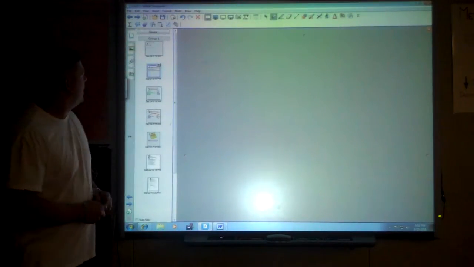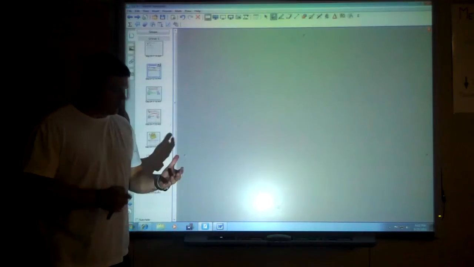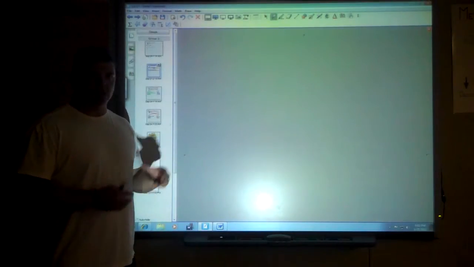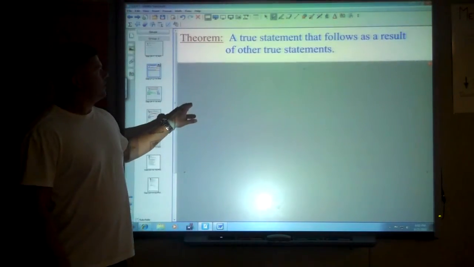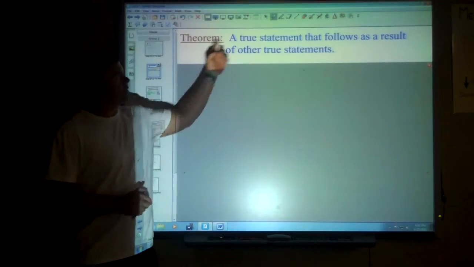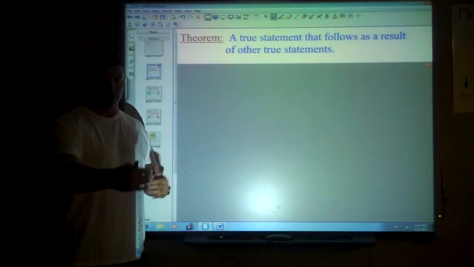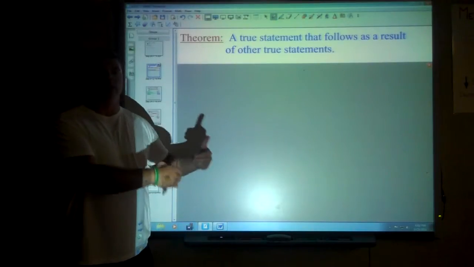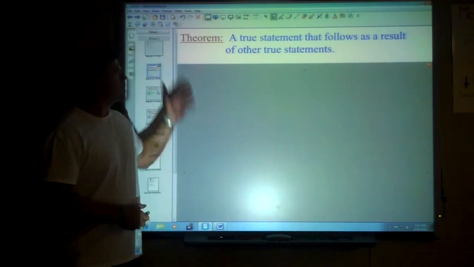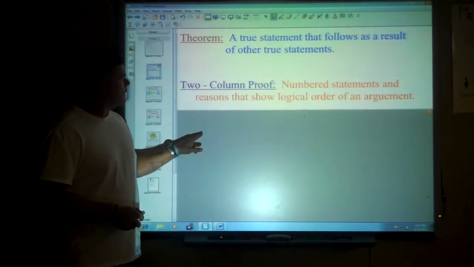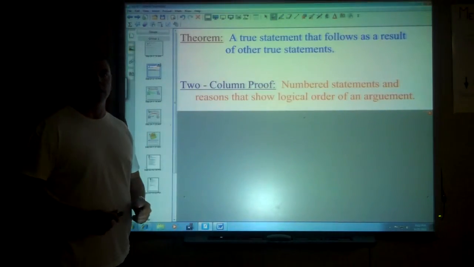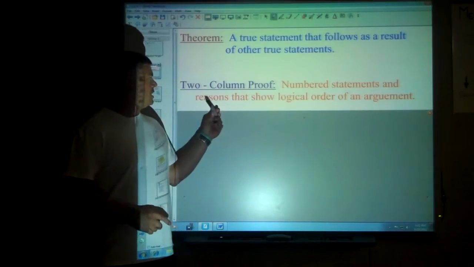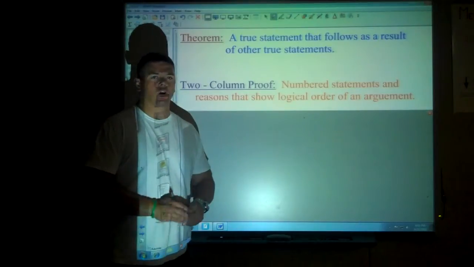Geometry lesson 2-5, continuing on with more information about proofs and theorems, and to help us set up two-column proofs, we have the idea of a theorem, which is a true statement that follows as a result of other true statements. So the creation of the theorem comes as a result of finding and proving that other things are true. So it's a process. A two-column proof, just similar to the ones that I used as an example last time, are numbered statements and reasons that show the logical order of your argument.